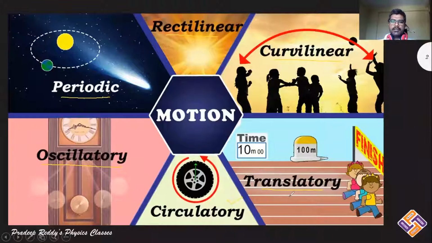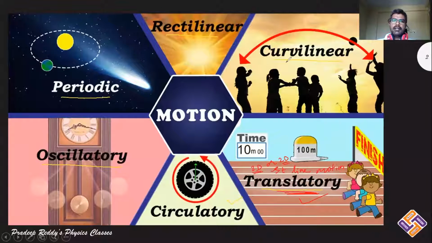So let us start with translatory motion. For example, a person is traveling in a straight line. Like in a running race, generally all the people are allowed to run in a straight line path. So translatory motion is simply straight line motion. It can be in one dimension or in two dimensions.